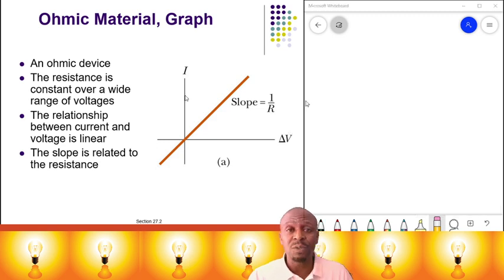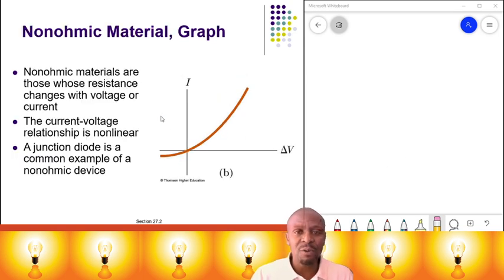But this is only for ohmic materials. Let us just see for non-ohmic materials. For non-ohmic materials, this relationship is non-linear. It is not linear. For example, a very good example of non-ohmic devices is a junction diode.